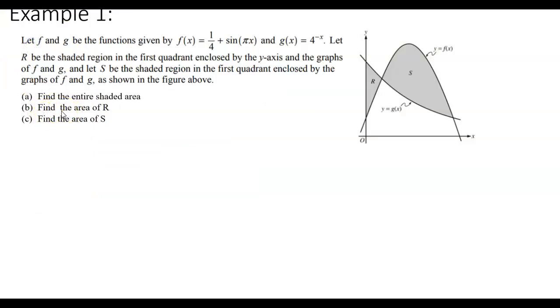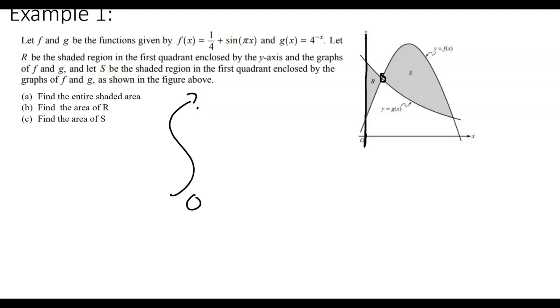This one wants us just to find the area of R. So if you want to just find the area of R, then we need to find this intersection point right here, because we're going to be integrating from here up to here because that's where R stops, right? And so 0 up to that intersection point.